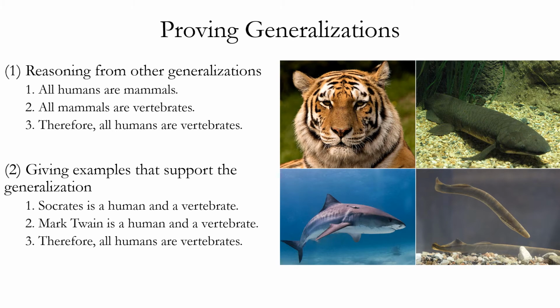A second way to prove generalizations is by giving particular examples to support it. So for instance, Socrates is a human and a vertebrate. Mark Twain is a human and a vertebrate. Therefore, all humans are vertebrates. This is not a particularly strong argument because we only have two examples to support the generalization, but it still illustrates the concept. And it's this second type of reasoning that this chapter is mainly about.